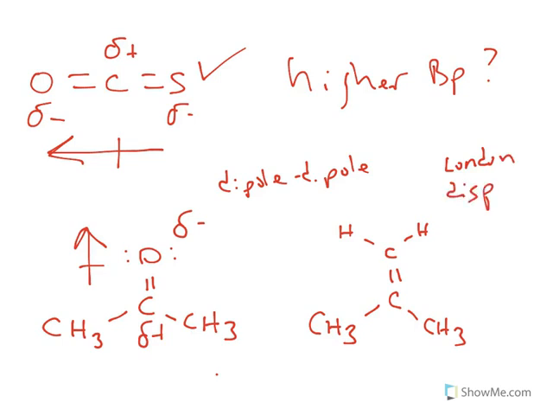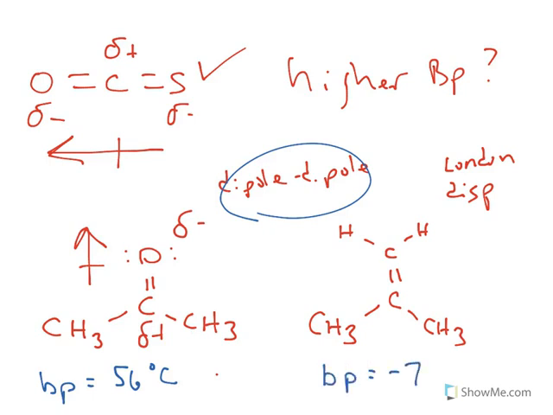So which one's stronger, dipole-dipole or London dispersion? The answer is dipole-dipole. All right, so we can get the book out here. The boiling point for acetone is 56 degrees Celsius. The boiling point for this hydrocarbon over here is -7 degrees Celsius. All right, significant, much, much different. All right, and that's all coming from what? The dipole-dipole force being significantly stronger than the London dispersion force.